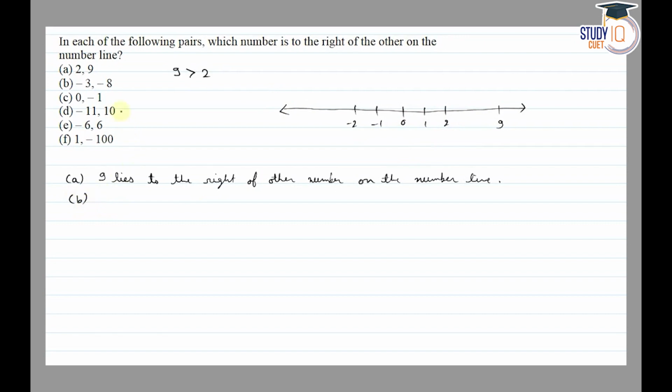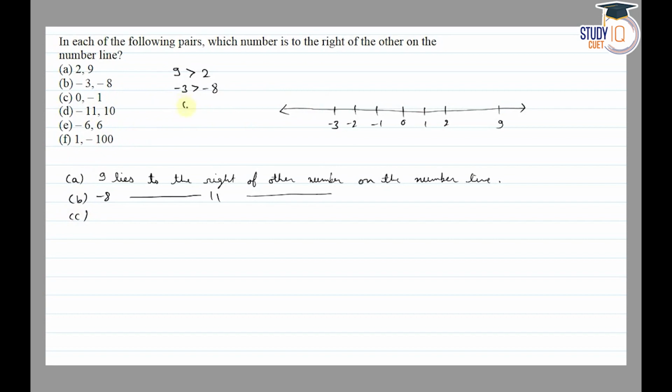In part B we will see -3 and -8. So -3 is here and -8 will lie somewhere ahead, meaning -3 will be to the right of -8. So here the answer is -3 lies to the right of the other number on the number line. -3 is greater than -8, so -3 is greater, and -8 lies to the left of the other number.